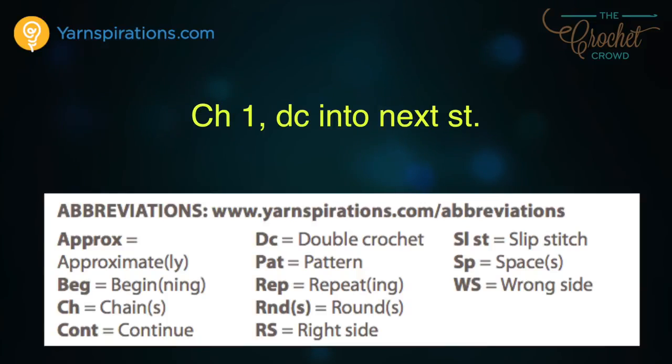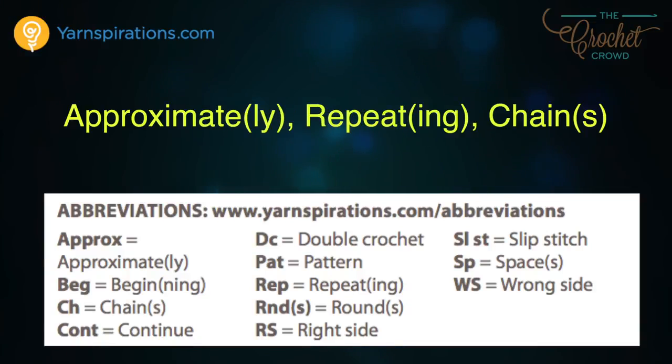So if the abbreviation is the start of a new sentence, the first letter will be capitalized. If the abbreviation is midway through a sentence, it will be lowercase. The meaning is still the same regardless of the upper or lowercase letters used. There is no physical difference between what is uppercase or lowercase on what you should be doing as a crochet stitch itself. You will notice that some abbreviations have meanings with brackets such as ly, s, ing.